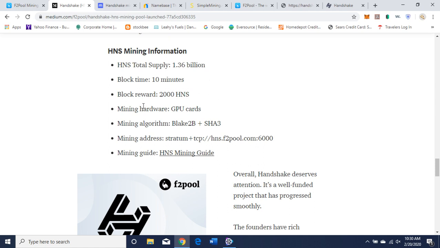Block time 10 minutes. Block reward is 2,000 HNS. GPU cards, Blake2B, SHA3. And here's the mining pool address, port 6000. And here's a link to the mining guide, which I'll get a chance to.